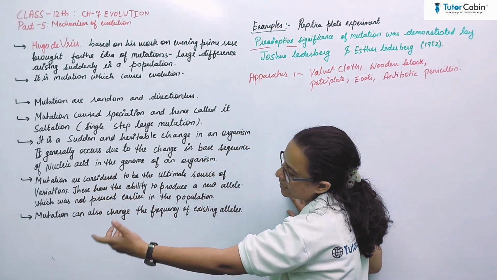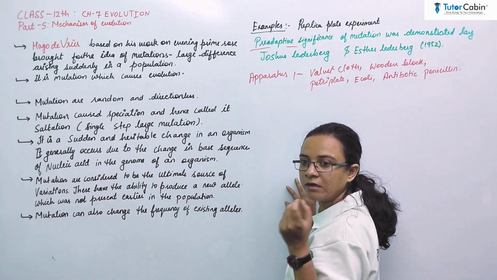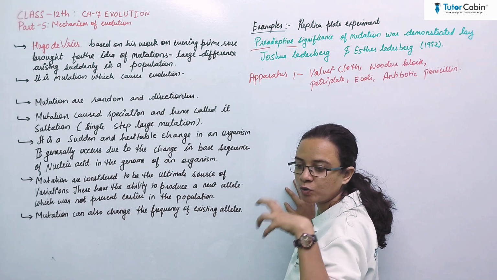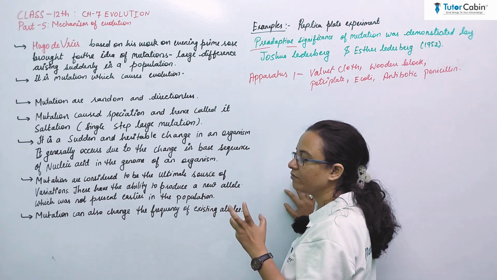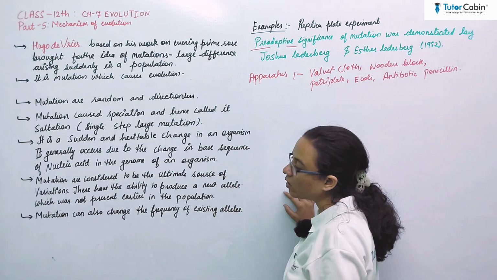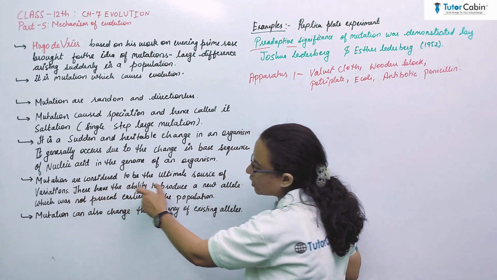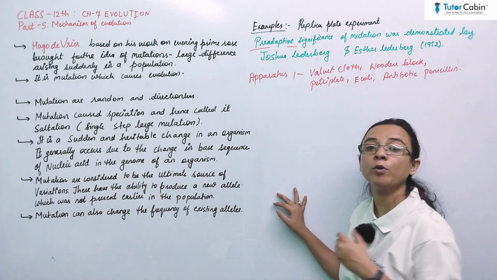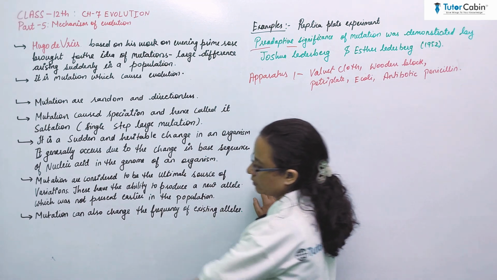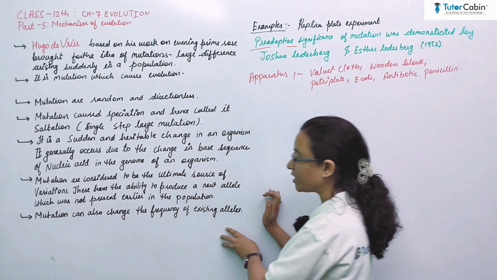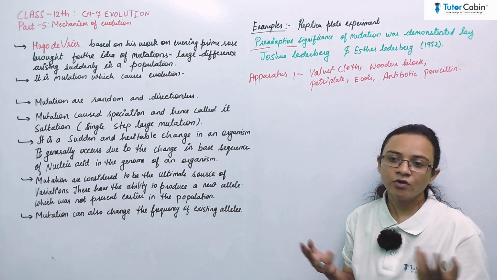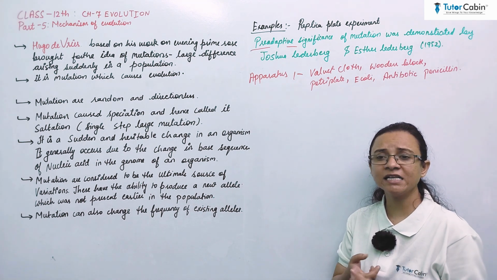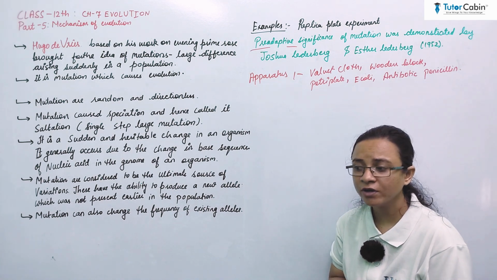A variant is an organism that has the eligibility to survive this adverse condition, and variation means a process which occurs in all organisms, and due to this variation they have the ability to produce new alleles which were not present earlier in the population of the organism. Mutation can also change the frequency of existing alleles. Alleles we already studied in Mendel's genetics. Alleles are of two types, dominant and recessive.